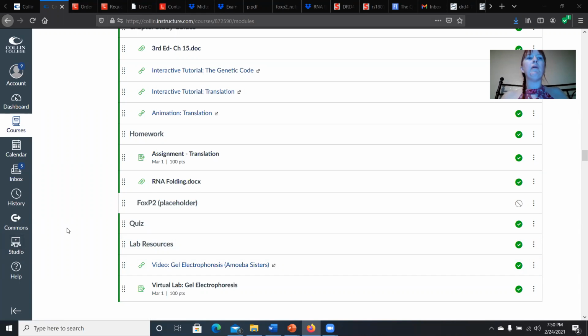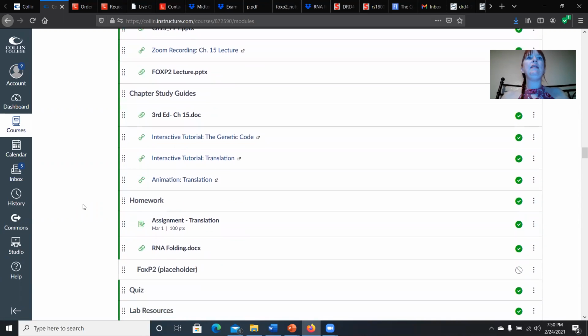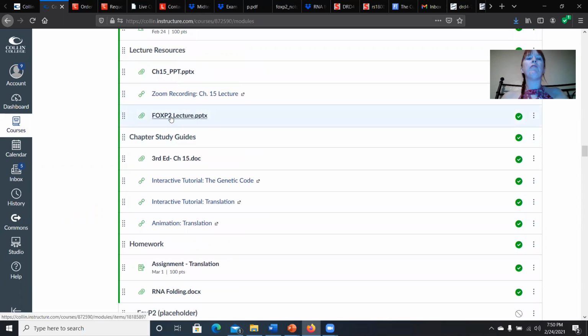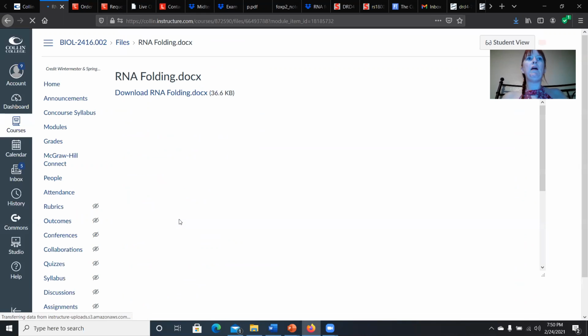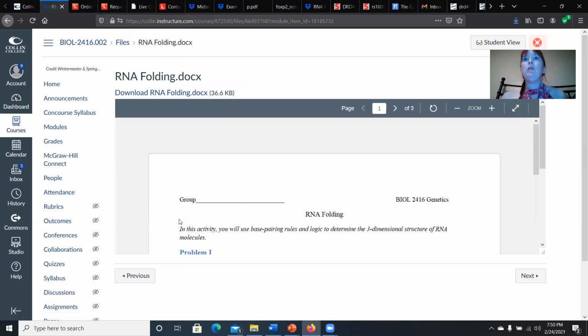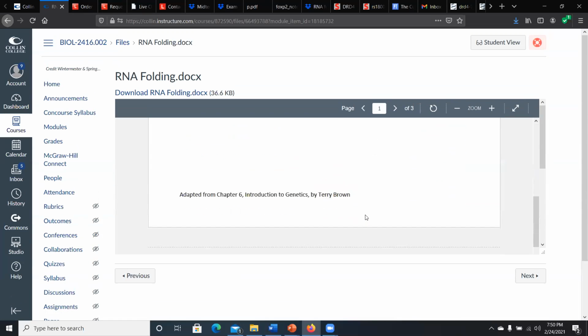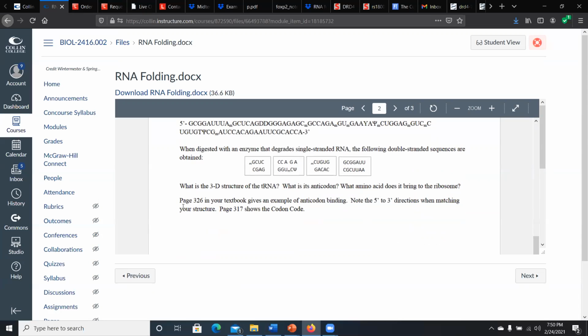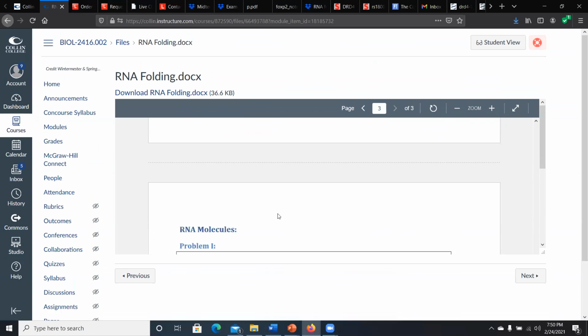Okay. So as I was saying, I have posted up the stuff from Monday, and now the lecture I'm going over for FOXP2 is here, and the RNA folding homework is here. If you open up this file, you will be able to print it out, and it has 4 problems on here. Part of them tell you page 326 in your book, page 317, just to make it easier for you whenever you are going through it.